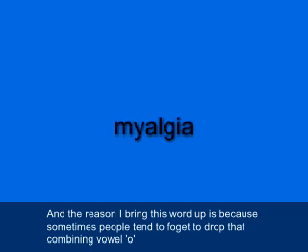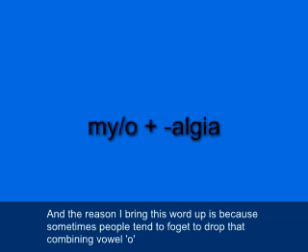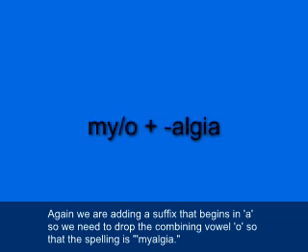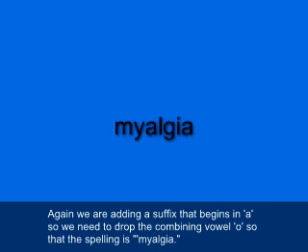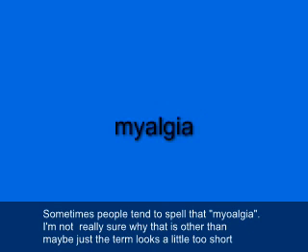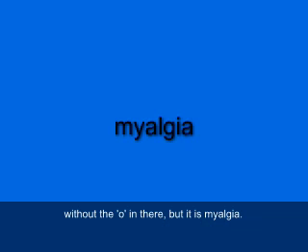And the reason I bring this word up is sometimes people tend to forget to drop that combining vowel O. Again, we're adding a suffix that begins in A, so we need to drop the combining vowel O so that the spelling is myalgia. Sometimes people tend to spell that myalgia. I'm not really sure why that is, other than maybe just the term looks a little too short without the O in there, but it is myalgia.